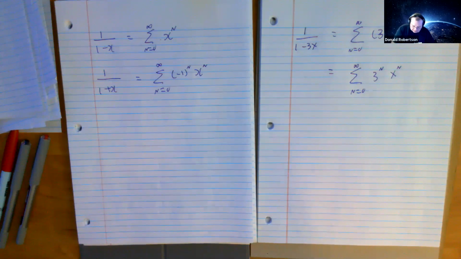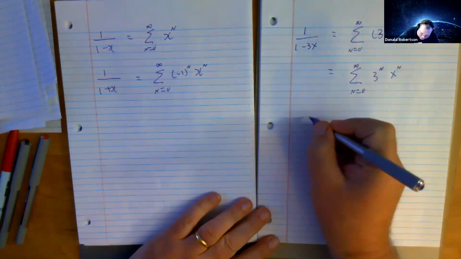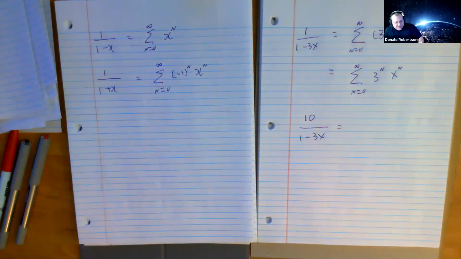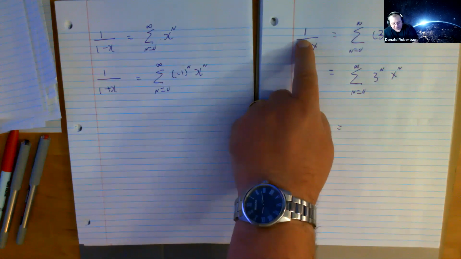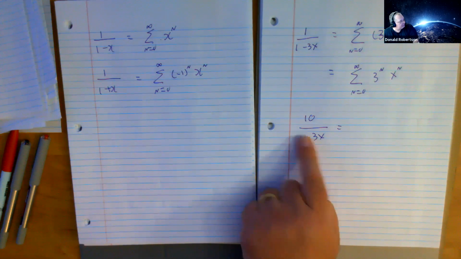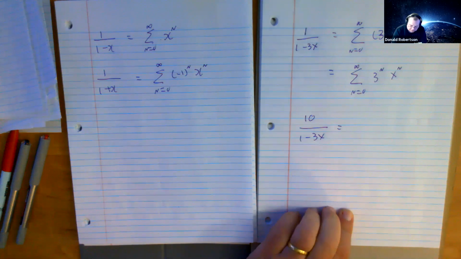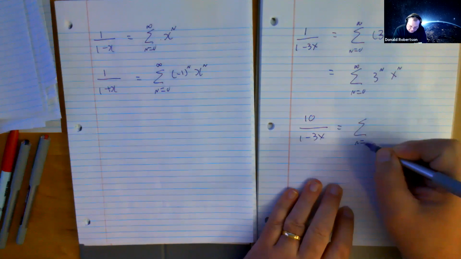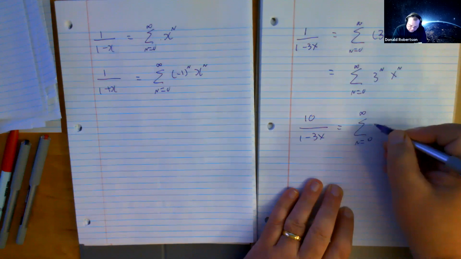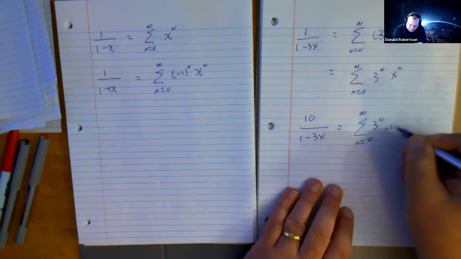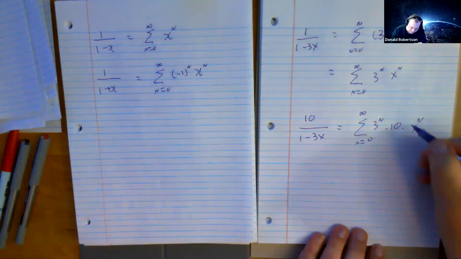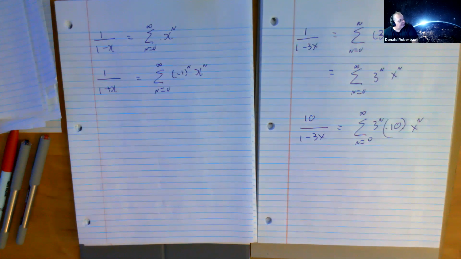Let's take this guy and stick a 10 on the top. Since I already know the answer to this, shouldn't I just be able to adapt this to get this guy's power series? Wasn't the only change a 10 on the top? So couldn't I call this 3 to the n times 10 times x to the n? Maybe put a bracket around it just to make sure I don't think it's 310 or something.